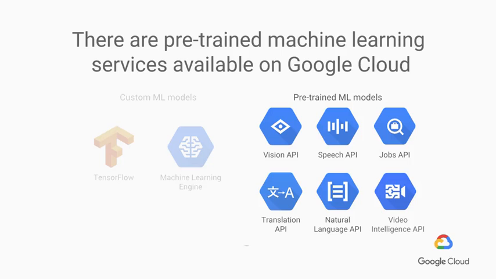ArcNet built a custom image model on Google Cloud Platform using TensorFlow. They're on the left-hand side of this image. But increasingly, you don't have to do that. There are a variety of domains where Google exposes machine learning services trained with our own data.